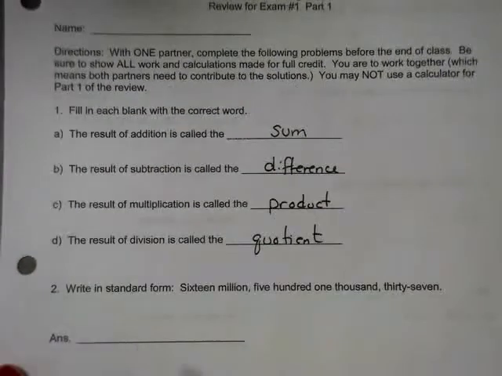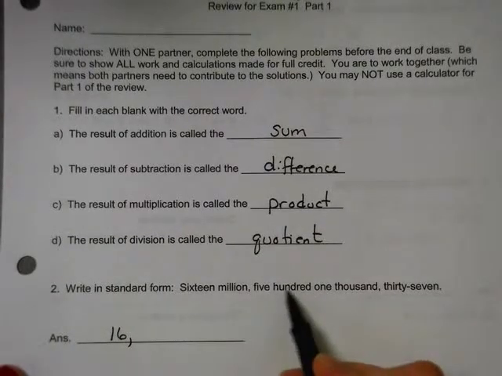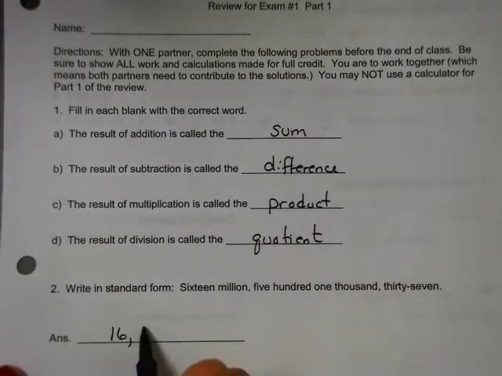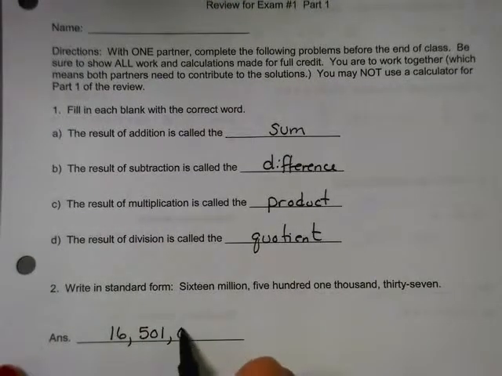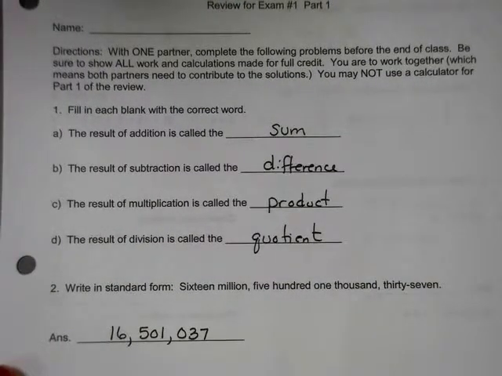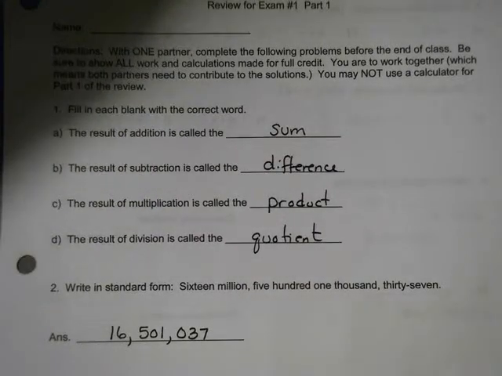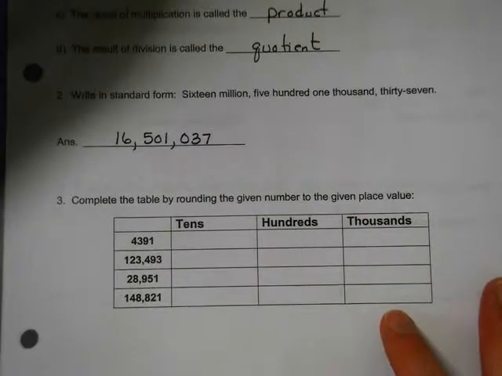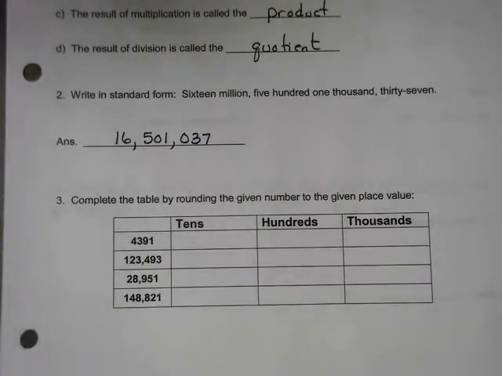Okay, write in standard form. So we have 16,501,000 and then 037. You do okay? Okay, cool. All right. And again, this is going to be posted, so you guys don't have to panic about copying it down really fast.